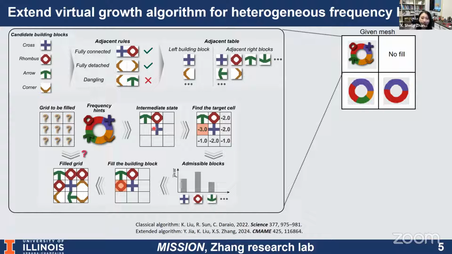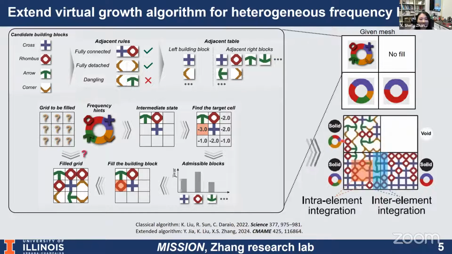We compute the entropy information of each of the cells, and we decide where we fill in based on the lowest entropy information. And then the building block type will be generated based on the optimized frequency hints from the optimization. So we fill in these building blocks 1 by 1, and also we fill in each finite element 1 by 1, and we'll grow the entire structure finally.